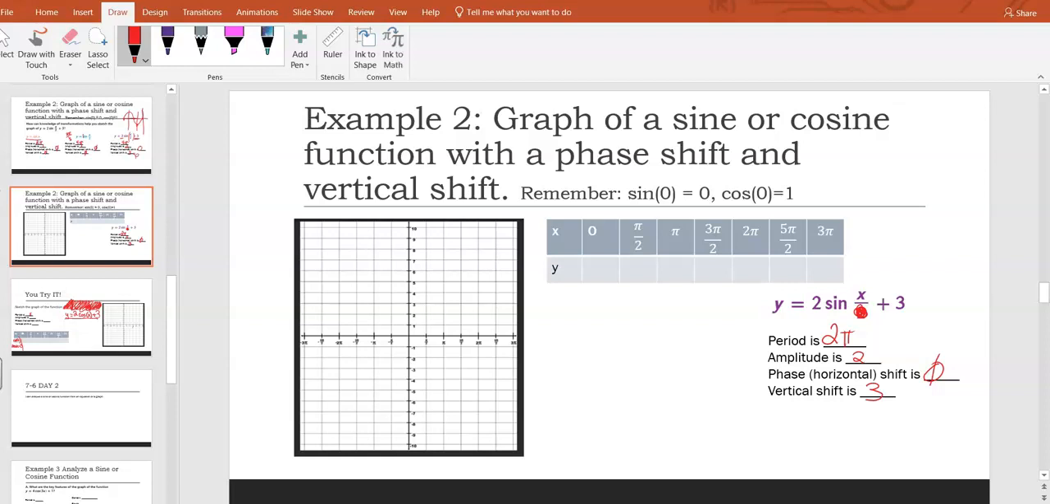So you might want to do this to be the sine of x, and this 2 sine of x plus 3. This might make the graphing just a little bit easier. I didn't write that correctly.